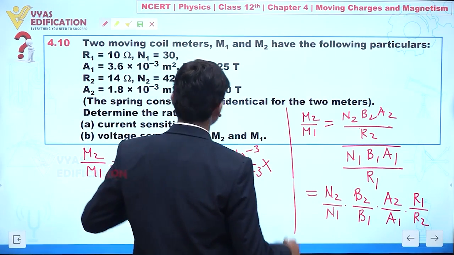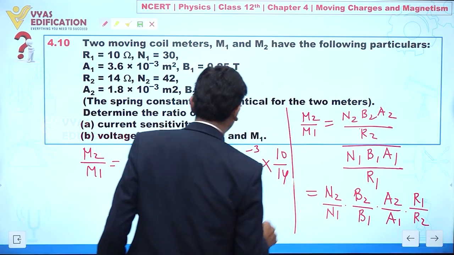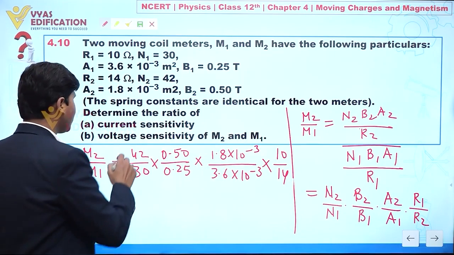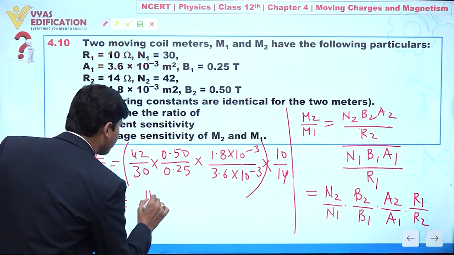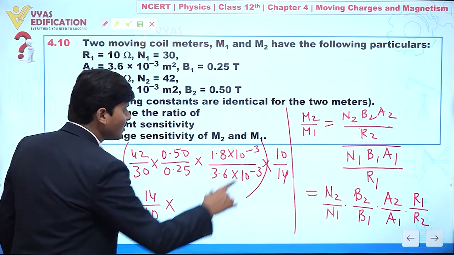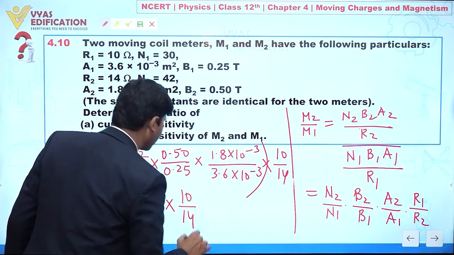R1 is 10, R2 is 14. So this is 10 by 40. Clear? So you know that we have already solved this parameter. And we find this is equal to 14 by 10. And resistance is given to you in the ratio of 10 by 14.